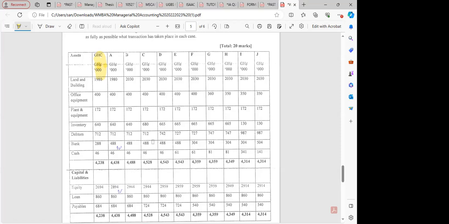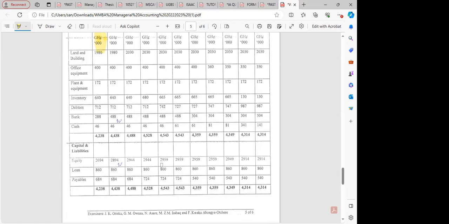Okay, then let's see. We have bank to be the same. Cash is the same. If we come down to equity, equity was at 2944, but now it has increased to 2959. So it means equity has gone up by 15. If we check, loan is the same, and payable is the same.